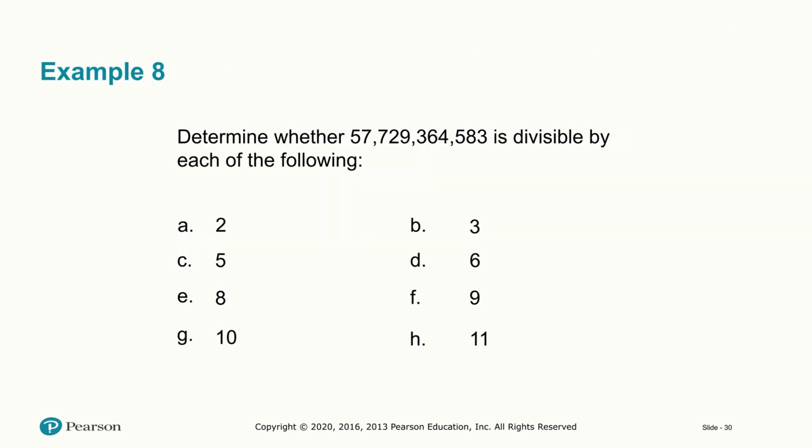All right, here's our final example. We have this monstrous number, right? 57,729,364,583. We want to know if this number is divisible by each of these as our final practice in this area. So some of them are very easy to answer. Notice that 2, we know that it's not, because the units digit is not even.